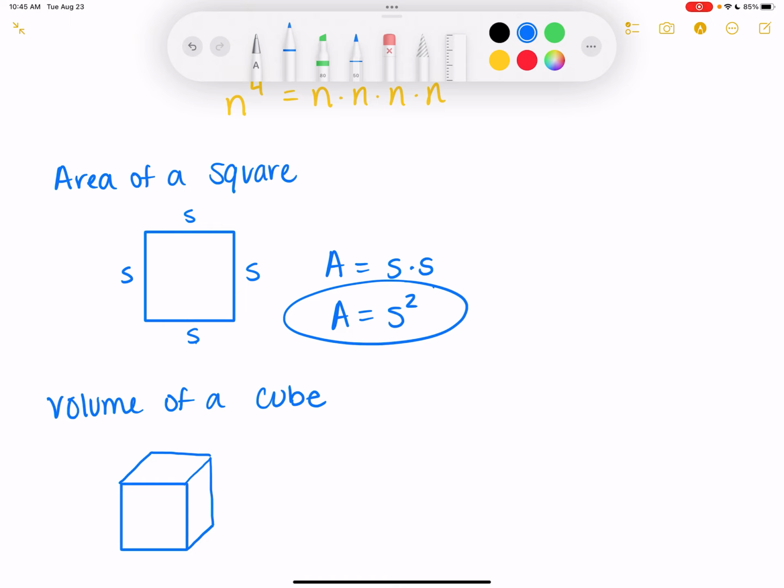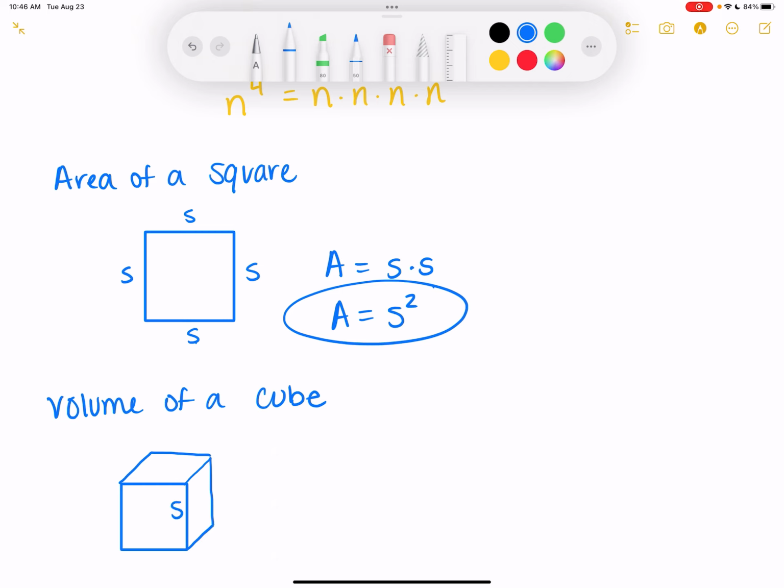All right, so volume is very similar. A cube is just 6 squares put together. Look at that, I actually have cubes sitting right here. So a cube, it's just 6 squares that are put together. So the only difference between volume and area is that every side is the same length.